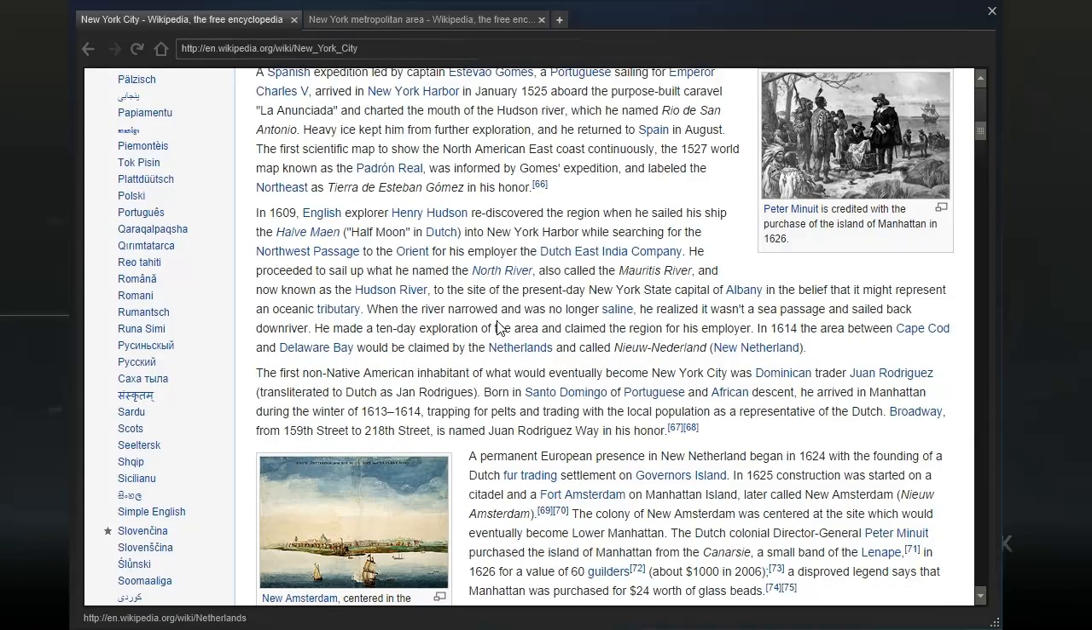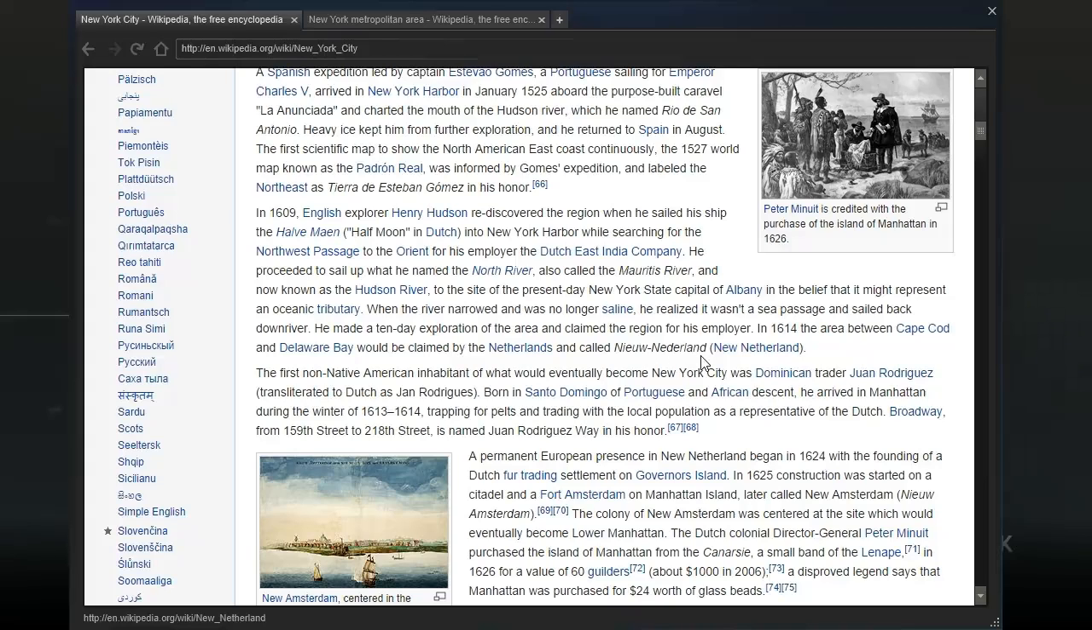When the river narrowed and was no longer saline, he realized it wasn't a sea passage and sailed back downriver. He made a 10-day exploration of the area and claimed the region for his employer. In 1614, the area between Cape Cod and Delaware Bay would be claimed by the Netherlands and called New Netherland.